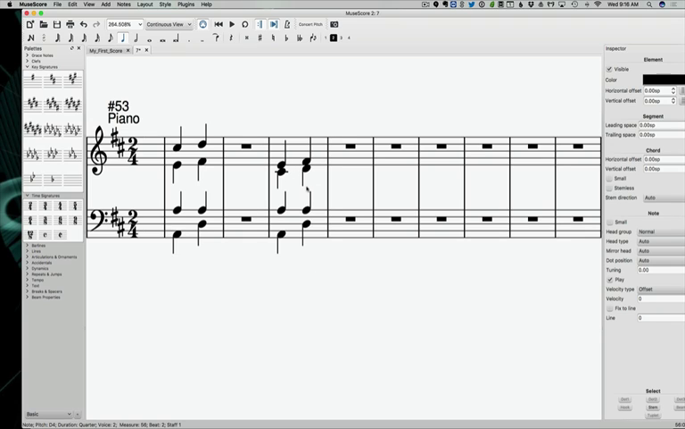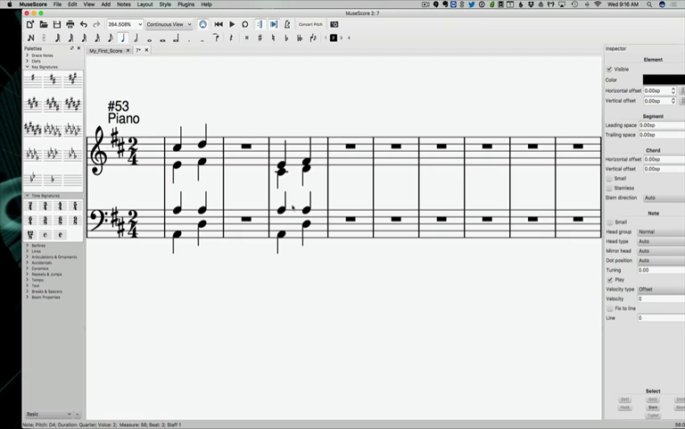This is, you might say, imperfect. And in fact, that's exactly what it's called: imperfect authentic cadence. Sometimes we abbreviate this to IAC. So if you're doing an analysis and you see IAC, that means imperfect authentic cadence.